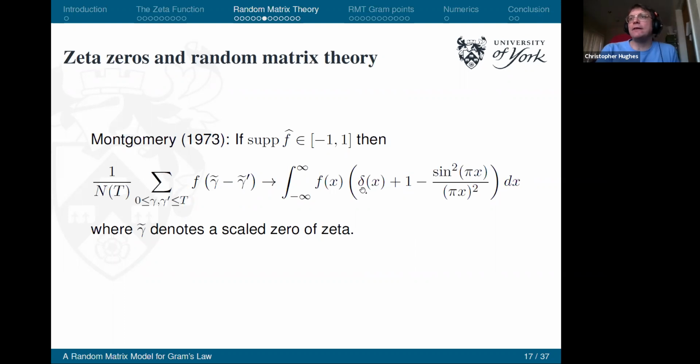I'll just explain this. The delta function is very easy to explain. If you look at the double sum, I've got gamma primed. Well, if gamma equals gamma primed, which will happen for every single zero, if I'm summing over a pair of zeros, I just pick the billionth zero in one sum and the billionth zero in the other. Well, the distance between them is obviously 0. So that explains why you always pick up f(0), if you like, with the appropriate weight.